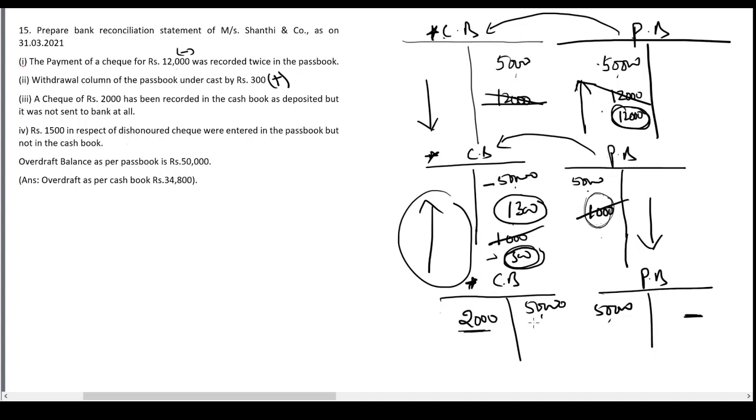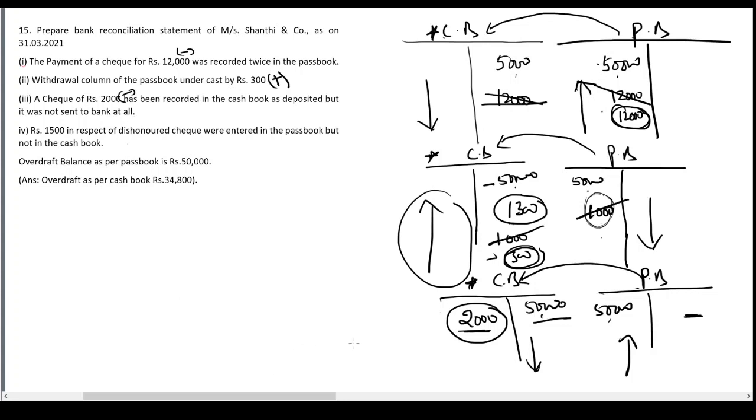So what will happen? We start with the credit. There is a debit here. The balance has reduced. The balance here is higher. So what should I do to the passbook to make it equal to the cash book? I have to reduce the passbook balance by 2000 rupees. So this item should be less.